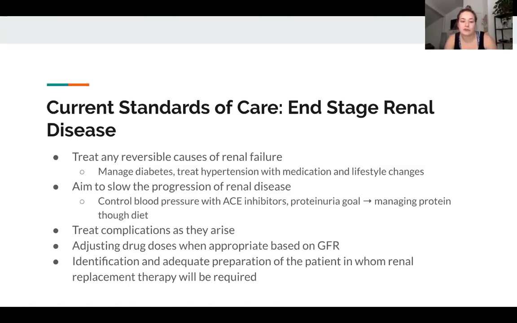So we also just want to slow the progression of the disease as much as we can. So more of that medication control and things like that. Treating the complications as they come up, adjusting his drugs when needed, and just identification of who is going to need the hemodialysis, which we already have said he does need.